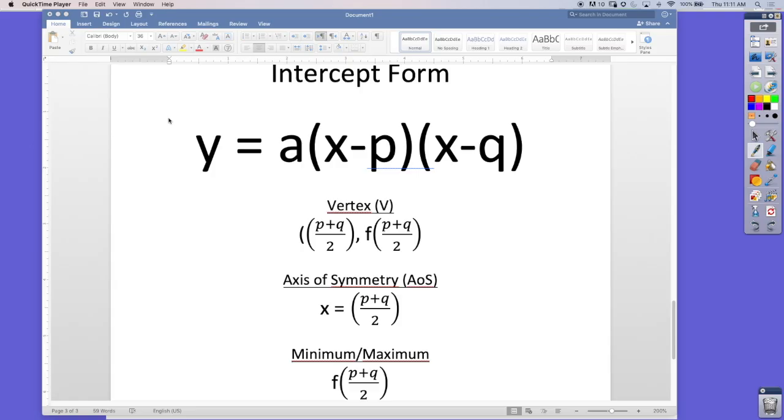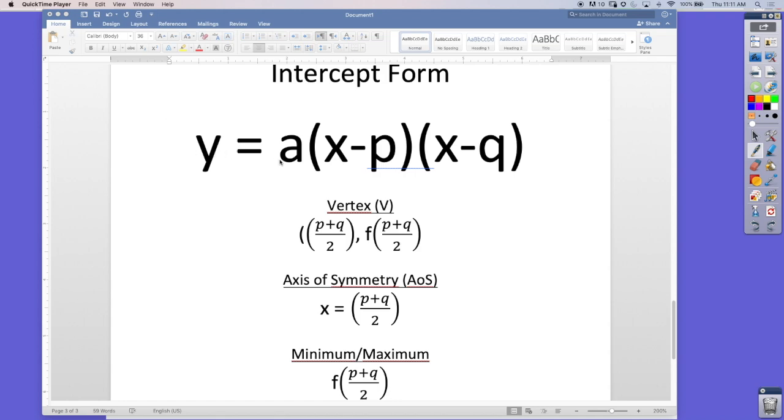On our third form of the quadratic equations, this is called intercept form. So when you take a look at this, you look at it and you're like, okay, it doesn't look like vertex form, doesn't look like standard form, it is intercept form. So pause the video, make sure you copy this all down.